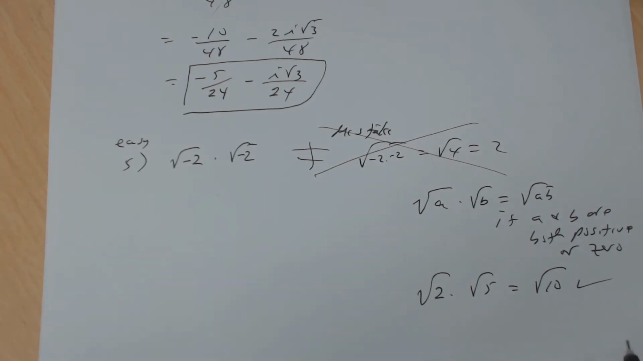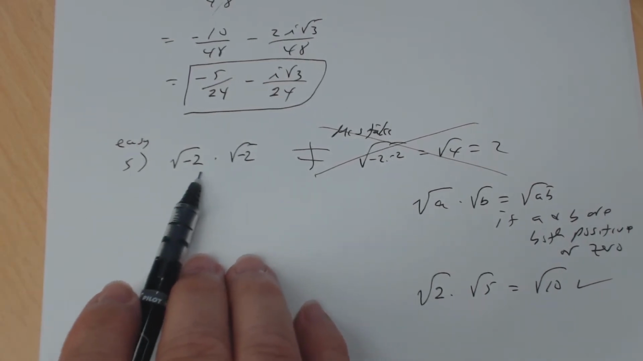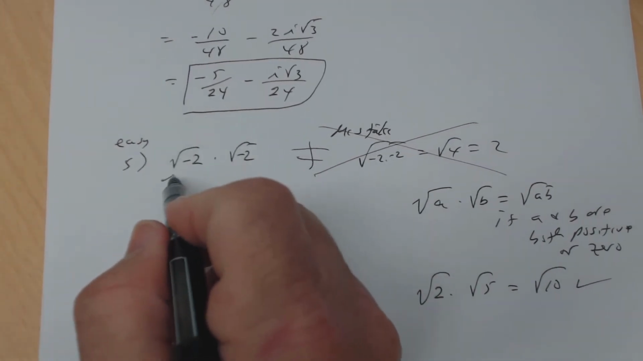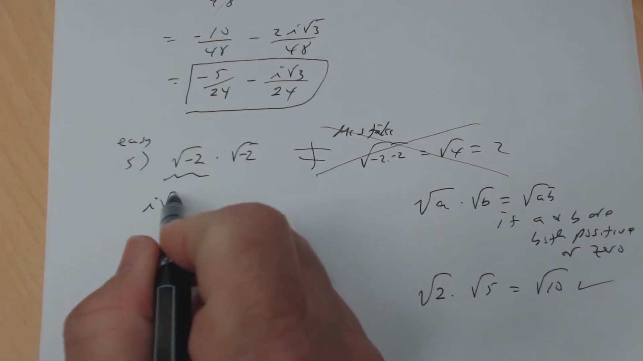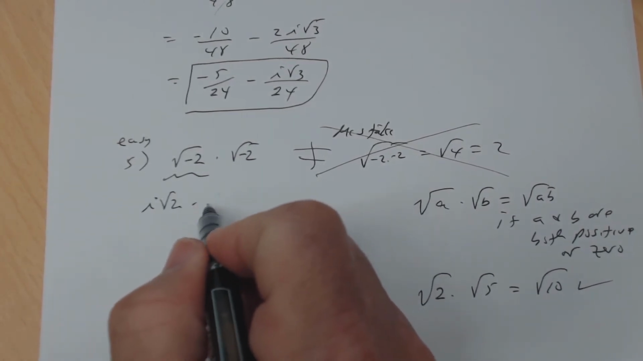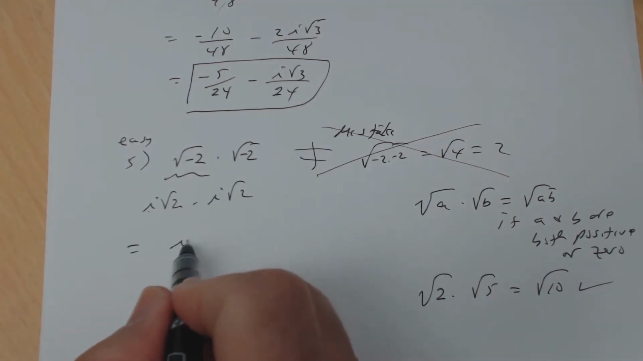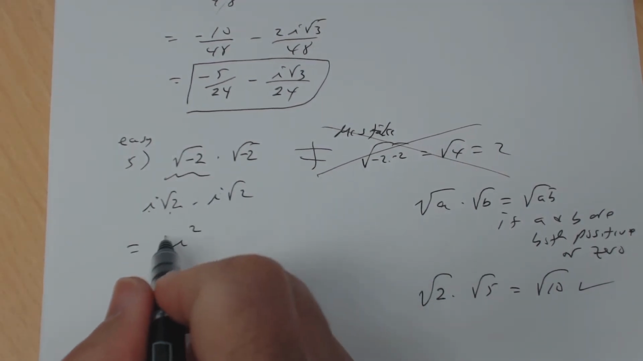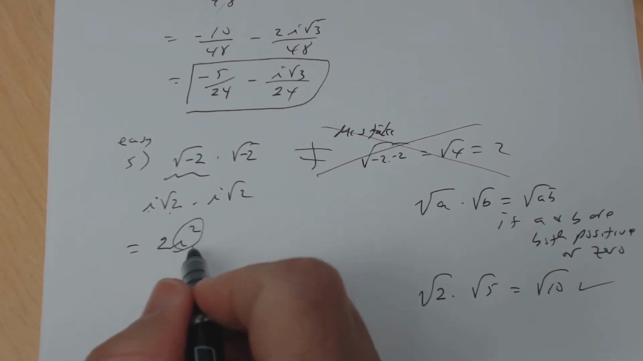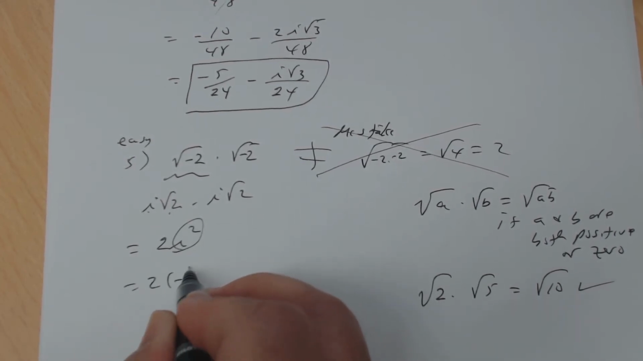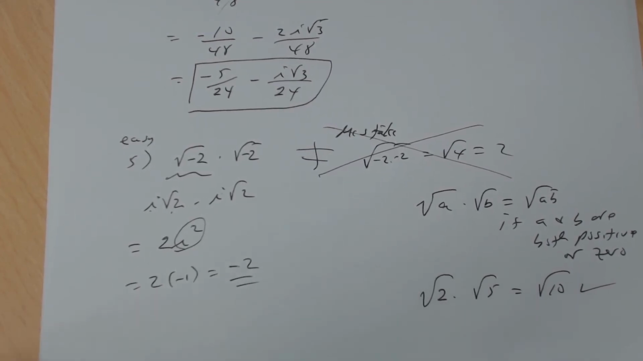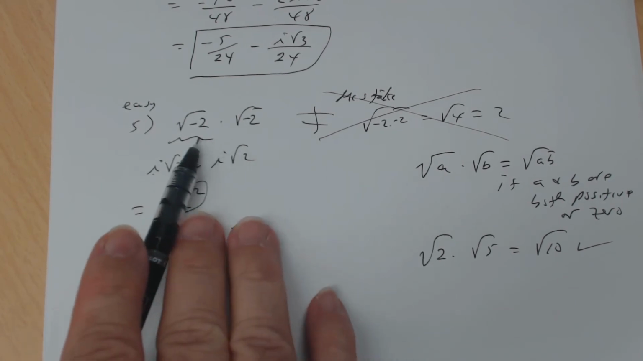All right, but if they're both negative, it doesn't work, because if you look at this, that is really i square root of 2, and that's really i square root of 2. i times i is i squared. The square root of 2 and the square root of 2 is just 2. And remember, i squared is negative 1, so that's 2 times negative 1, which is just negative 2, not 2. So the answer is negative 2 and not 2. So keep that in mind as we go through this.